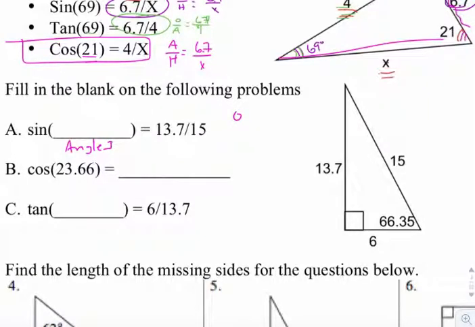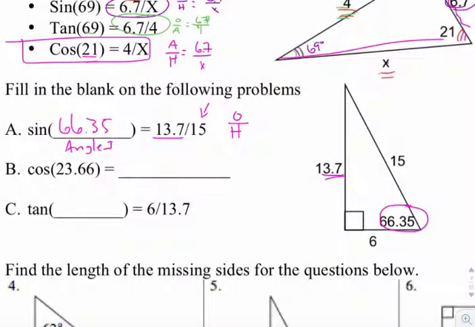If you recall, sine is opposite over hypotenuse, which means whatever angle we're looking for, it's across from 13.7 and uses 15 as a hypotenuse. So which angle is across from 13.7? Well, here's 13.7. Here's the angle that's across from it. So this should be 66.35.